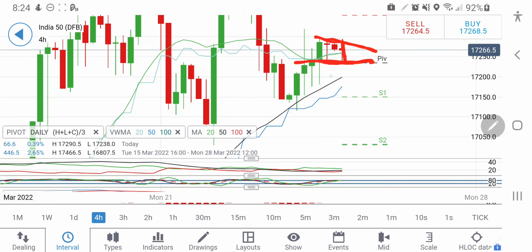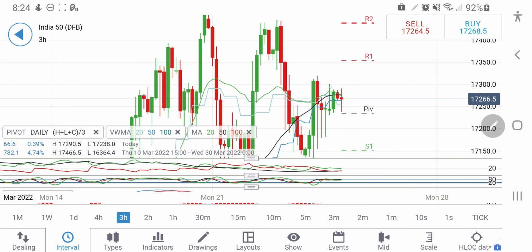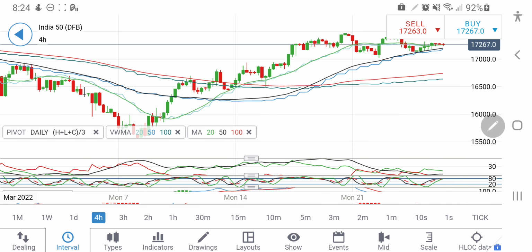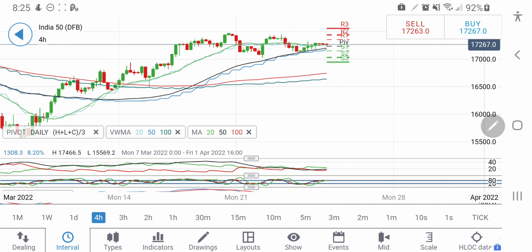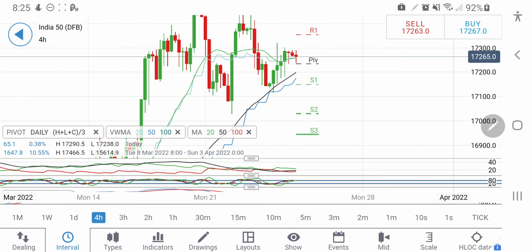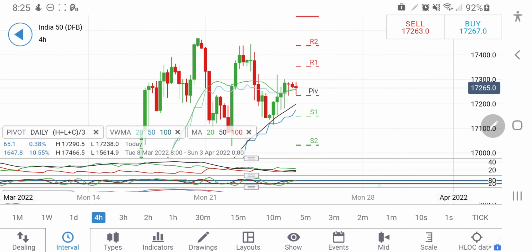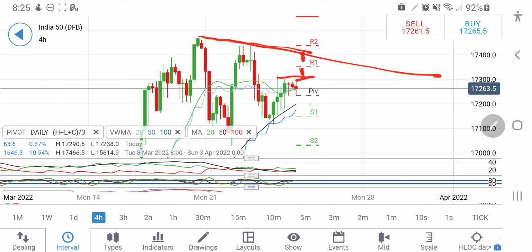Any breakdown below 17,300, sorry, the levels I would like to correct: 17,200 and 300, not 300 and 400. 17,200 and 300 is something which I'll be watchful of. Any breakout beyond 17,300 can be taken as a good indication that it may try to give a breakout again. However, look at this, if it continues to rise beyond 17,300, you can expect 17,350 and 400 lower highs. It can try to achieve 17,400.